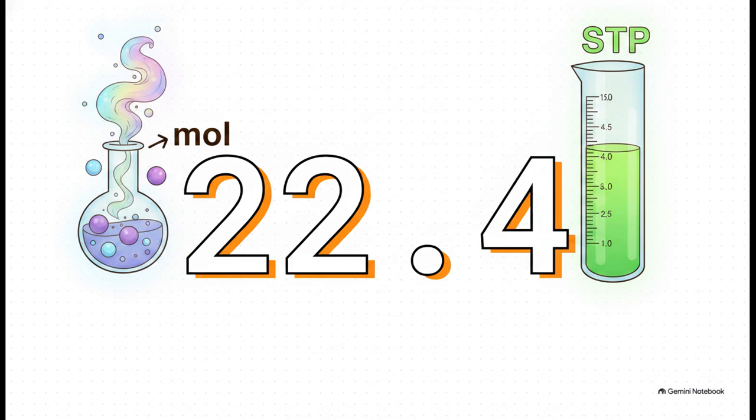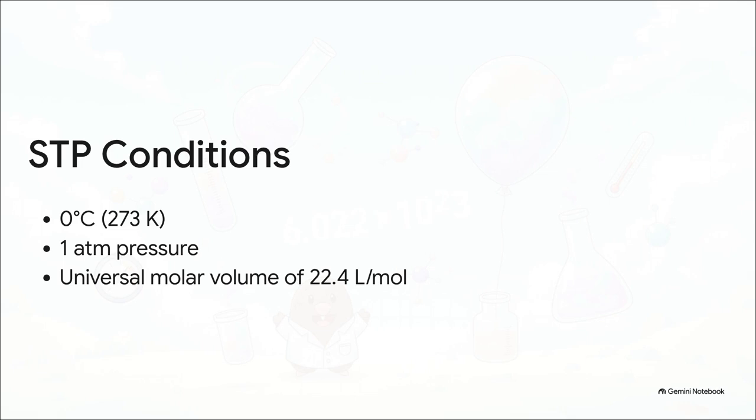It genuinely does not matter if it's a heavy argon gas or a super light hydrogen gas. If your conditions are standard, 1 mole equals 22.4 liters. It's essentially a universal constant for ideal gases. But you've got to remember, this shortcut comes with some very strict rules.